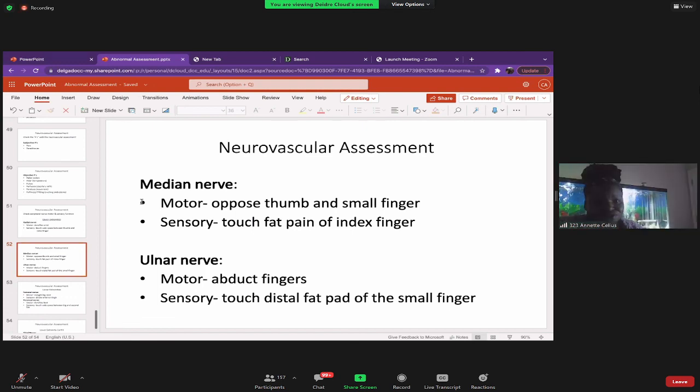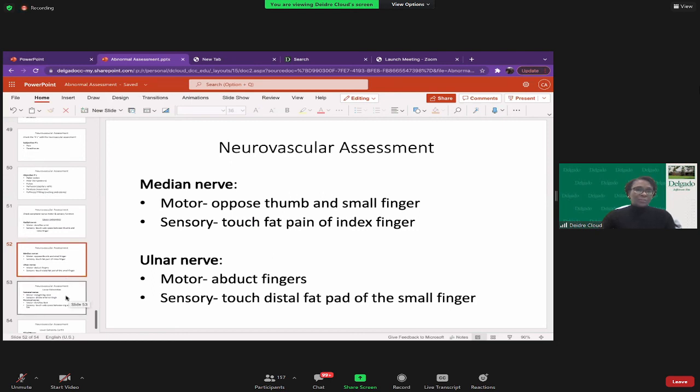Some type of injury to your hand. So just know how to assess these nerves.